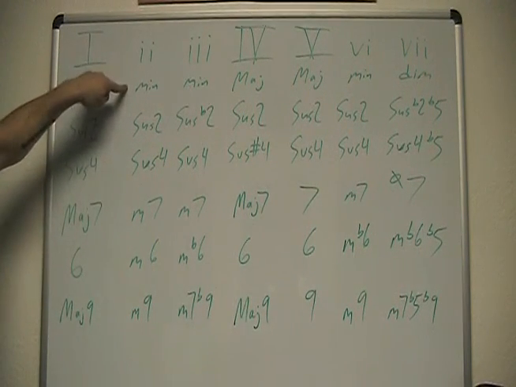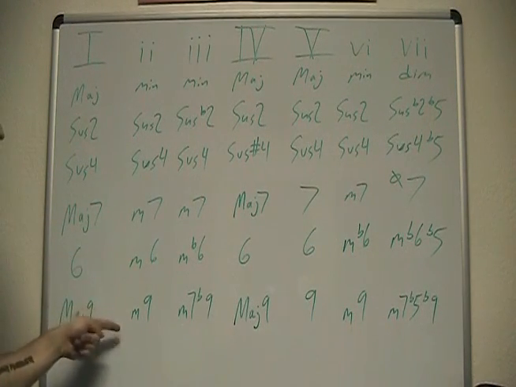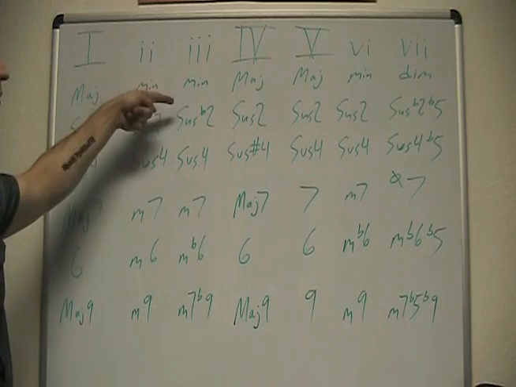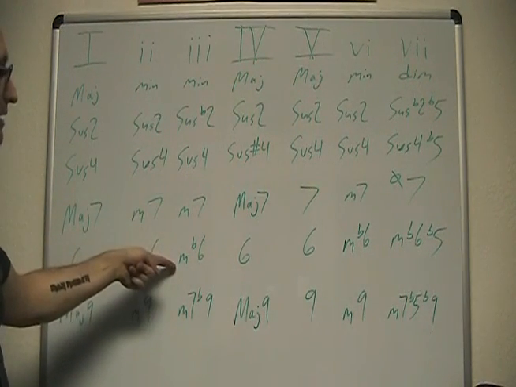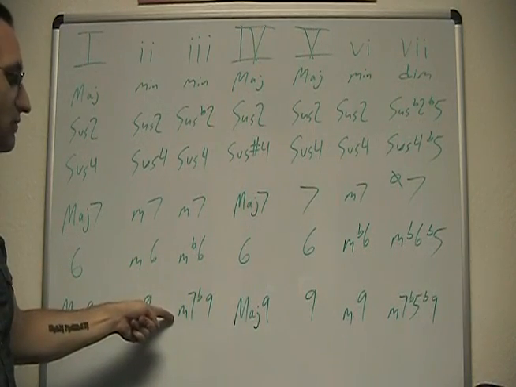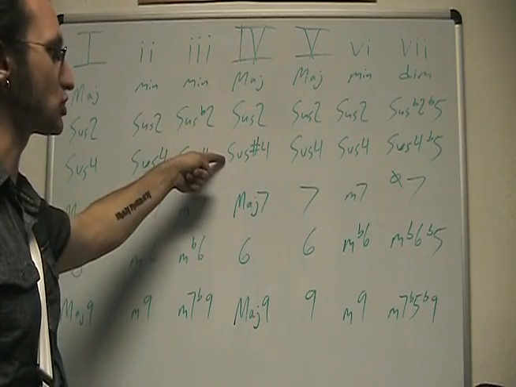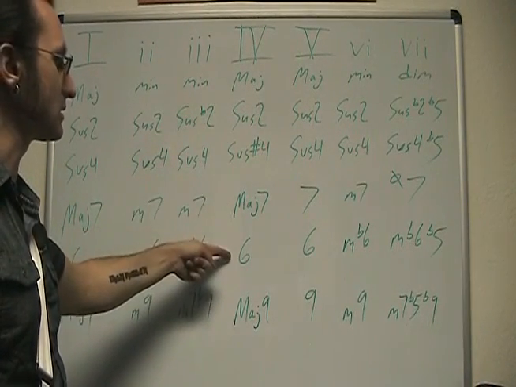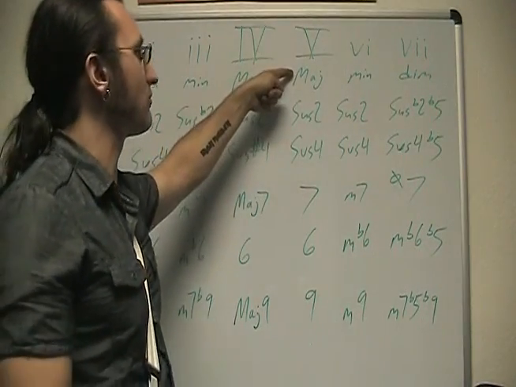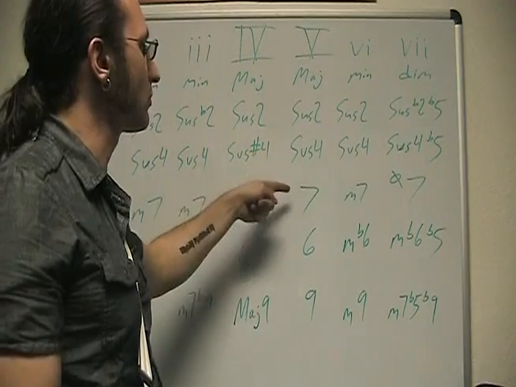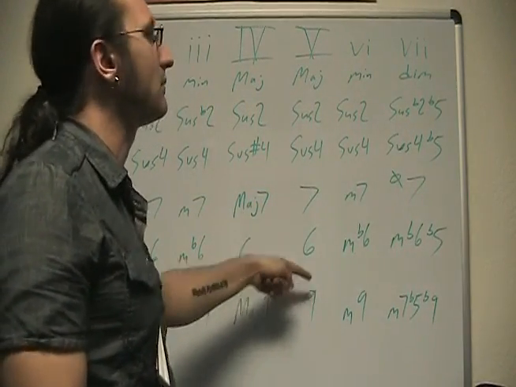Second position, we have minor chord, suspended second, suspended 4, minor 7, minor 6, minor 9. Third position, minor chord, suspended flat second, suspended 4, minor 7, minor flat 6, minor 7, flat 9. Fourth position, major chord, suspended second, suspended sharp 4, major 7, sixth chord, major 9. Fifth position, we have a major chord, suspended second, suspended 4, dominant 7, sixth chord, and then a dominant 9.